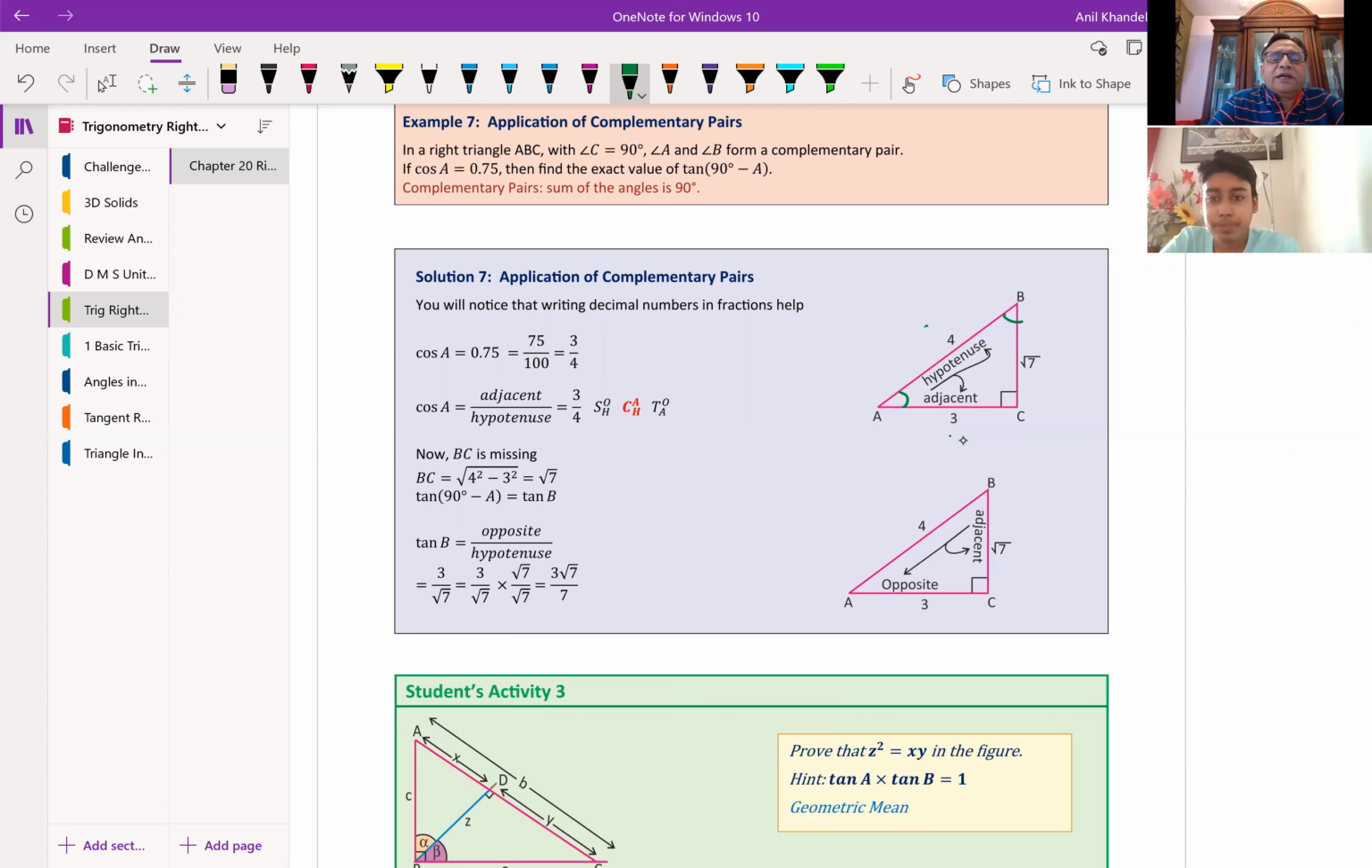So this is what we're trying to say. Remember, cos A is 3 over 4, which is the ratio of adjacent to hypotenuse. Once we know adjacent to hypotenuse, we can get the third side using the Pythagorean theorem, as we just did. And once we get that, we can calculate all the trigonometric ratios, correct? That's what we're trying to say there.